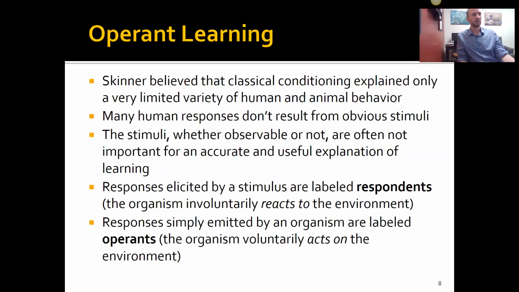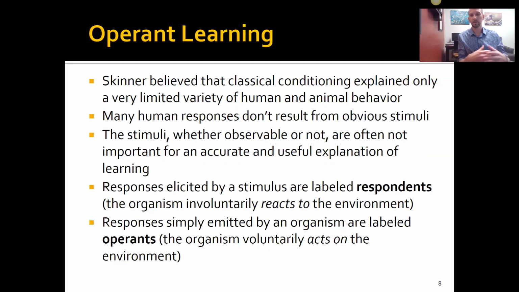Now, Skinner believed that classical conditioning explained only a very limited amount of human and animal behavior. So it explained reflexes, right? Salivation, the quail sexual conditioning, things like that, the eye blink response. And of course, John Watson expanded that a little bit and said it could also explain our emotional reactions. But Skinner argued, well, okay, that's some of human behavior, but not a whole lot of it.